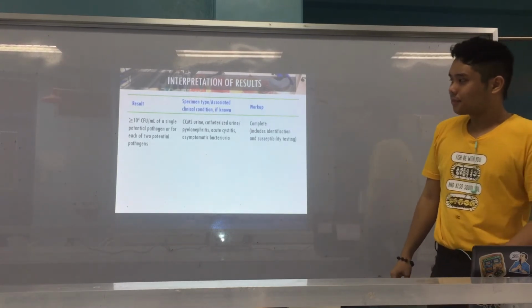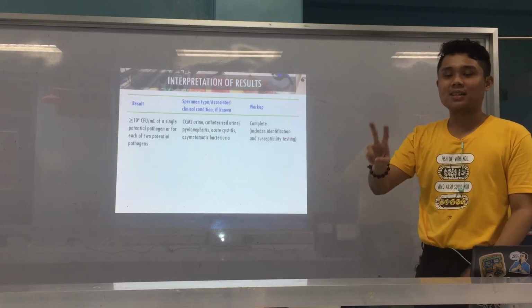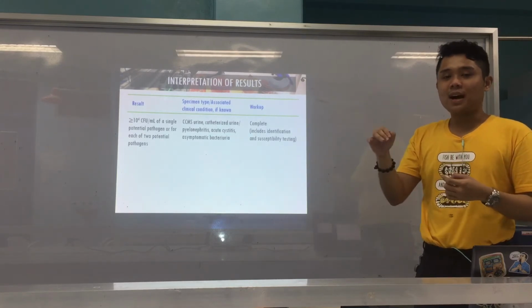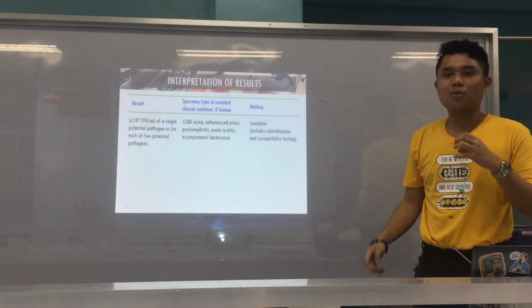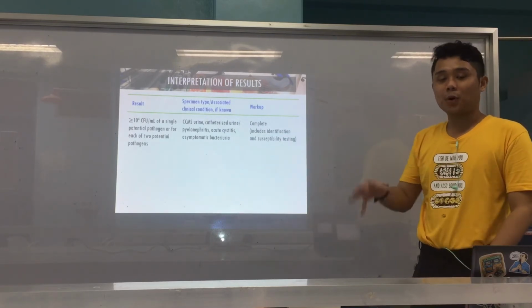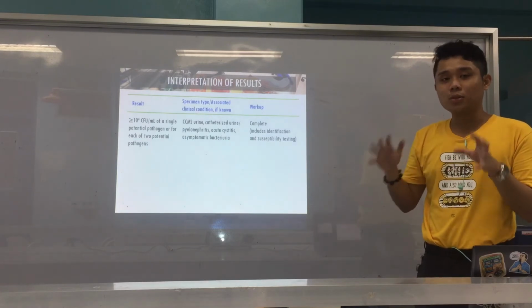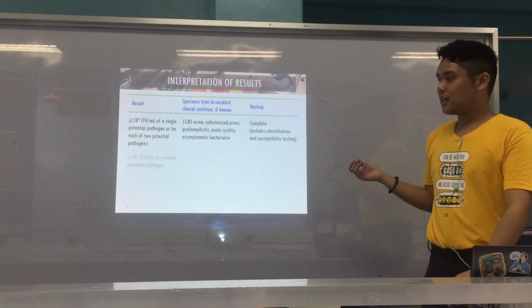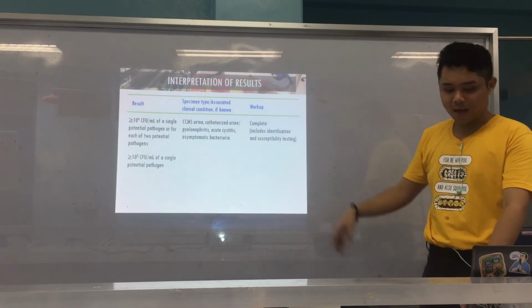Or again, there can be 2 potential pathogens, for example, E. coli and Proteus, that you isolated. Each of them has a count or CFU greater than or equal to 10 to the 4th. So you have to perform a complete workup for each, because you're expecting that it could be either of the 2, or both of them are causing the UTI.